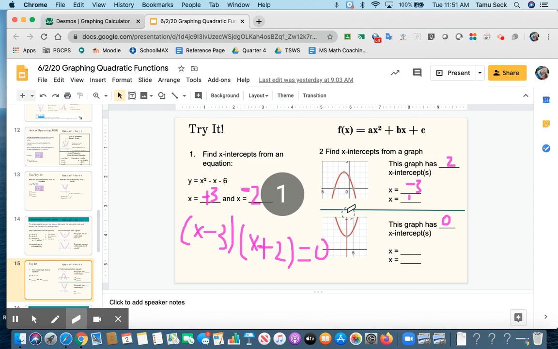Now, looking at this graph, the graph has two x-intercepts, and the x-intercepts are at x equals -3 and 1. But this graph has no x-intercepts, so there's nothing for us to put.